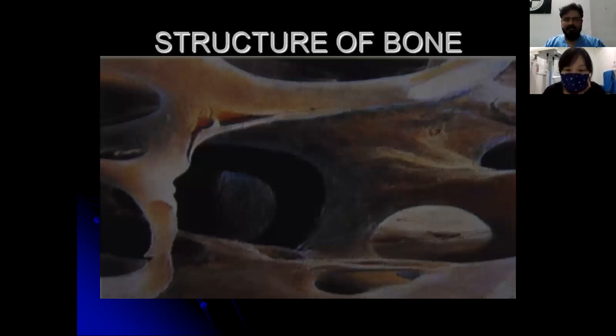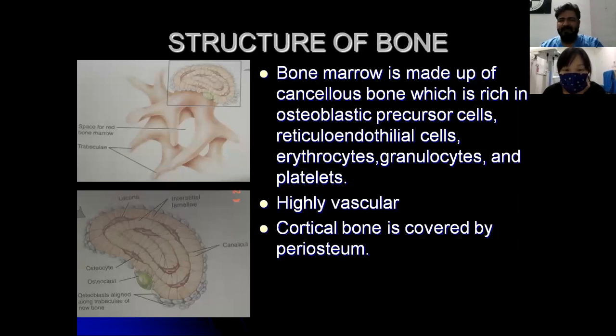So what is the structure of bone? The bone marrow is made up of cancellous bone, which is rich in osteoblastic precursor cells, reticuloendothelial cells, erythrocytes, granulocytes, and platelets. It is highly vascular. Cortical bone is covered by periosteum. This is the structure of the bone cell, like osteocytes, osteoclasts, and other lacunae, interstitial laminae, canaliculi.